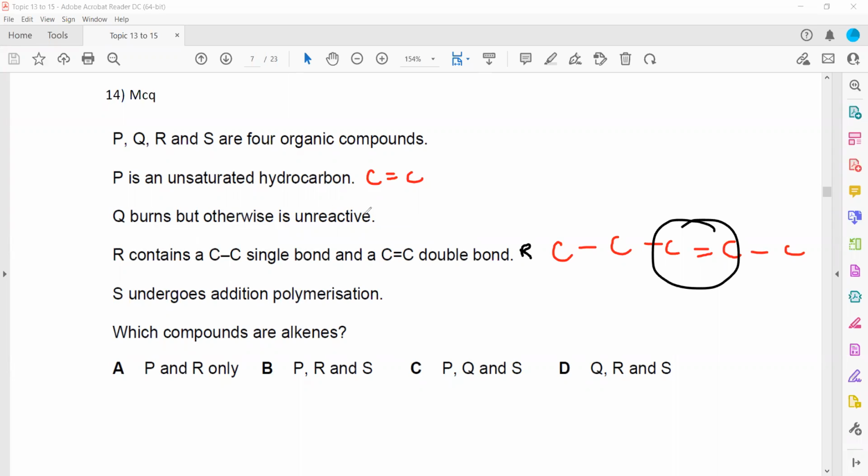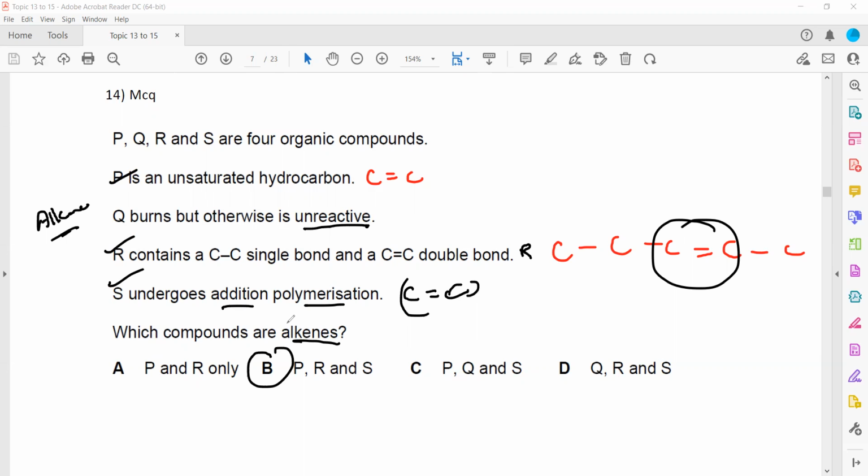And Q burned, otherwise it is unreactive. So it gives an idea it is an alkane, because alkanes are generally unreactive, but we can burn them. What about S, undergo addition polymerization? Only molecules having a carbon-carbon double bond can undergo addition polymerization. So which compounds are alkenes? P is an alkene, R is an alkene, and S is an alkene. So that's why B is the right answer, because alkenes can undergo addition polymerization.